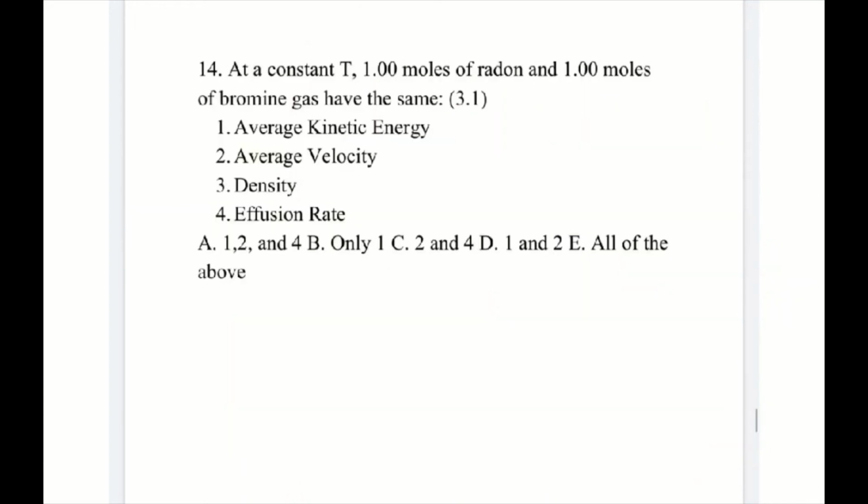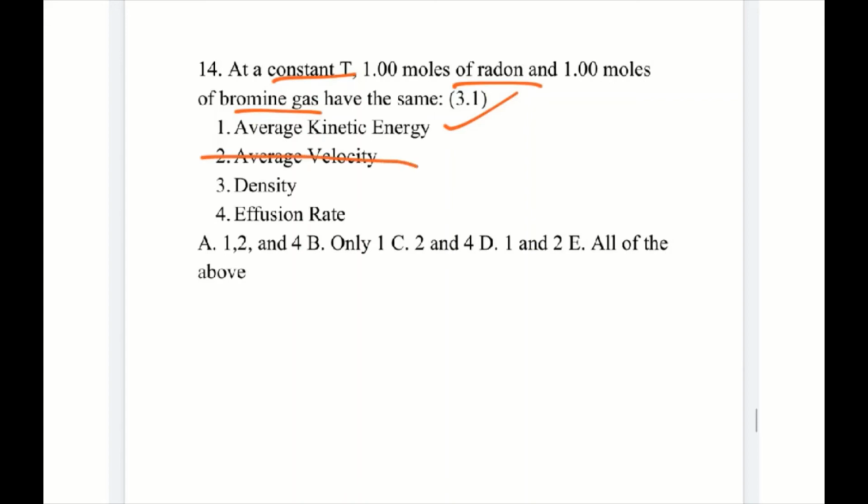Alright, next question. At a constant temperature, 1.00 moles of radon and 1.00 moles of bromine gas have the same: 1, 2, 3, 4. Do they have the same average kinetic energy? Well, yes. At a constant temperature, the average kinetic energy is always the same. Average velocity? Well, not exactly. Radon and bromine gas have different molar masses, and for that reason, at a constant temperature, they move at different speeds because one of them is bigger than the other, and according to Graham's law, bigger molecules tend to effuse more slowly. So therefore, 2 is wrong.